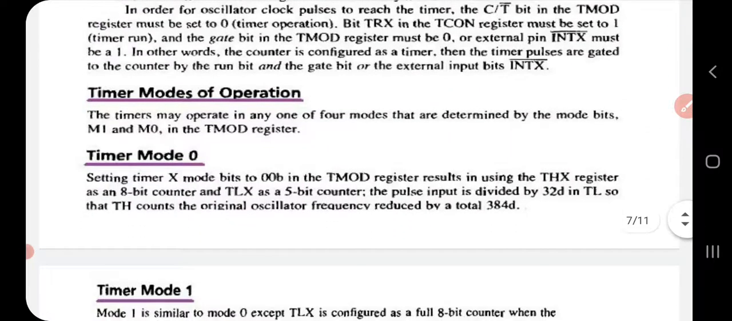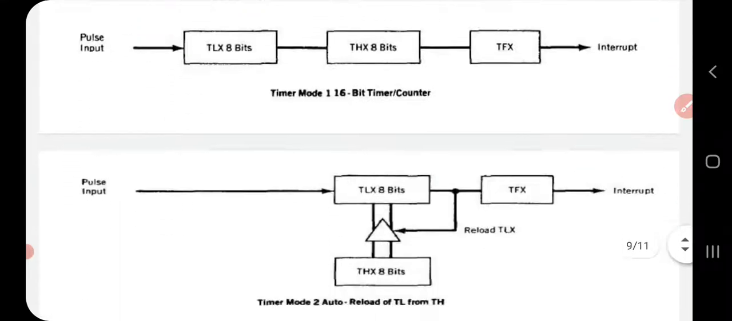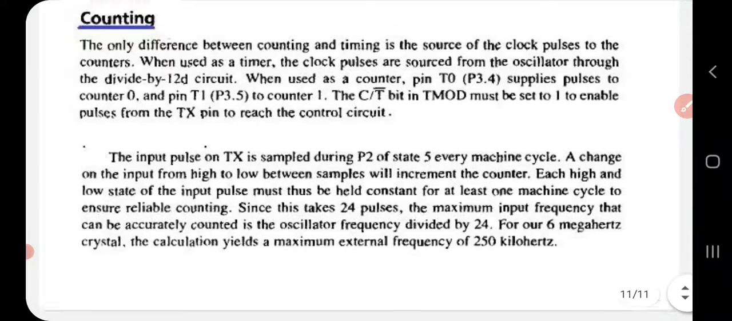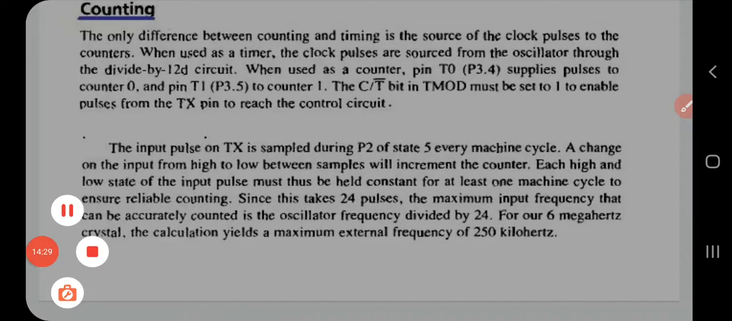Then which are the three modes of timer modes of operation, that you have to write 1 or 2 sentences regarding each mode and draw the corresponding circuit diagram. Then just a definition, what is meant by counting. Okay, that is enough. Thank you.